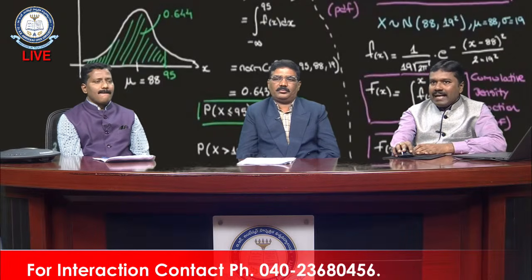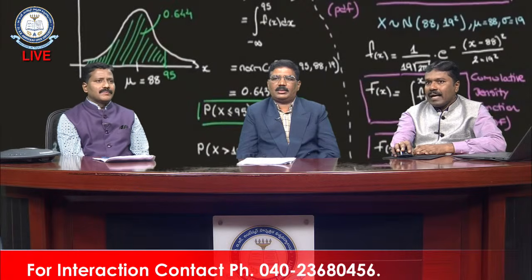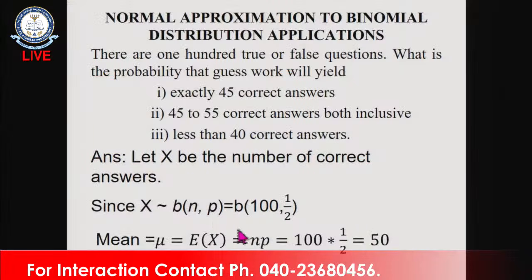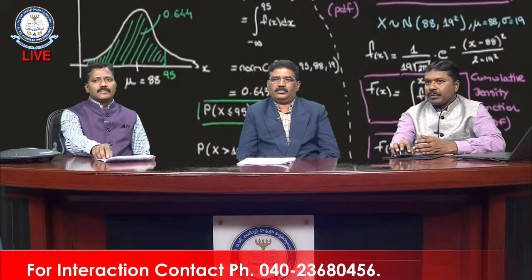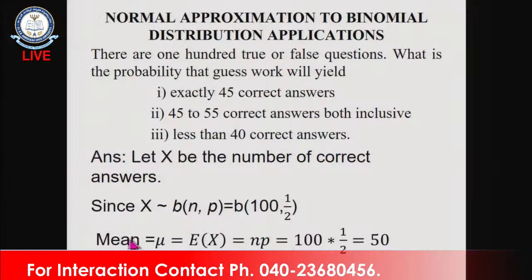Let x be the random variable of correct answers. Since x follows a binomial distribution with parameters n comma p, n is the number of trials, the sample size, and p is the probability of success. The mean of the binomial distribution is np. Here it is B of 100 comma 1 by 2. Therefore, the mean, the expectation of x, is equal to np. Substituting n as 100, I get the mean value mu equal to 50.